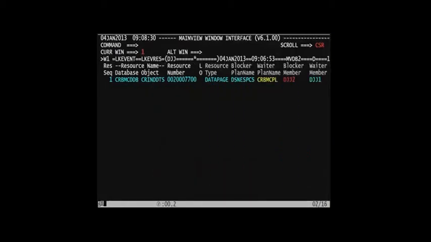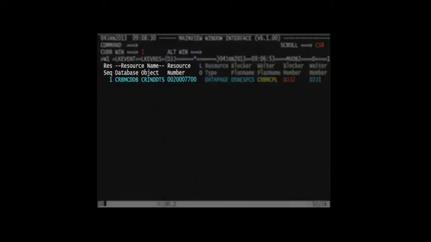The individual timeout is displayed in the view. Here you can see the resource that caused the timeout, the blocker of the DB2 lock, and who is waiting on them.